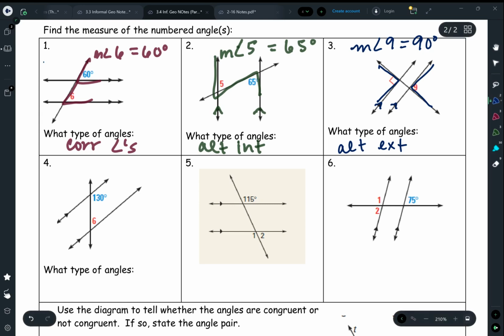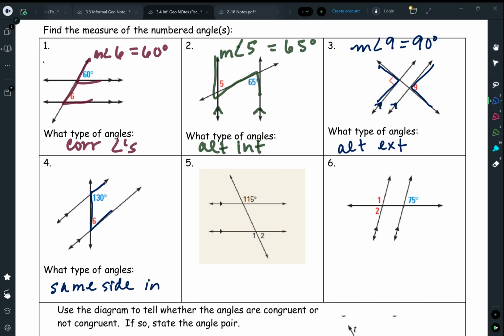So on the next one, when I look at my angle relationship, I have same side interior. So if I have same side interior angles, I know they add to 180. So in order to find the measure of angle 6, I have to do 180 minus 130. Yeah, minus 130. Correct. So that's going to be 50. So my measure of angle 6 is going to equal 50 degrees.